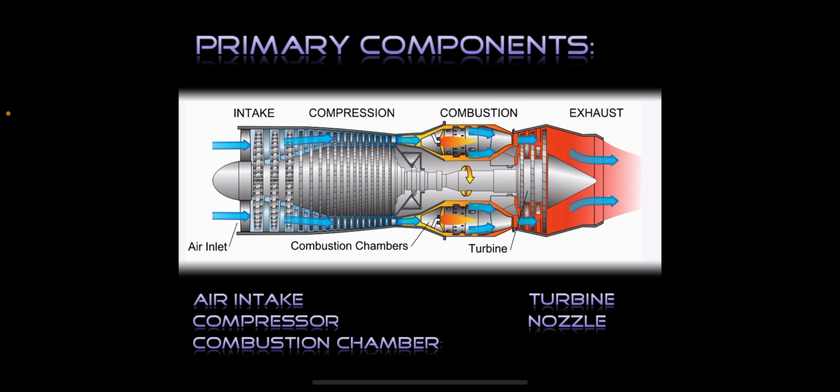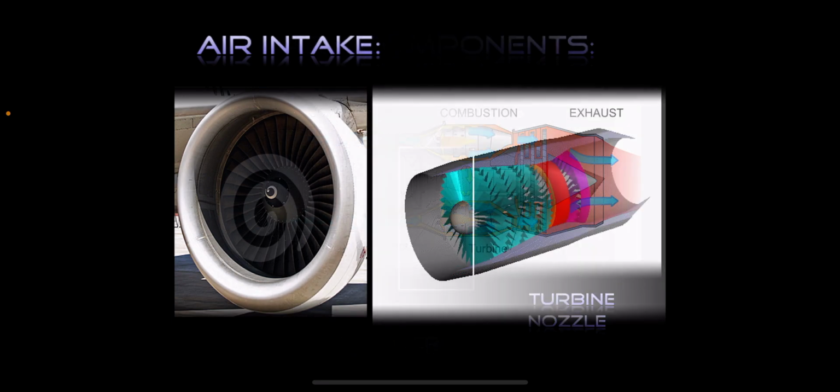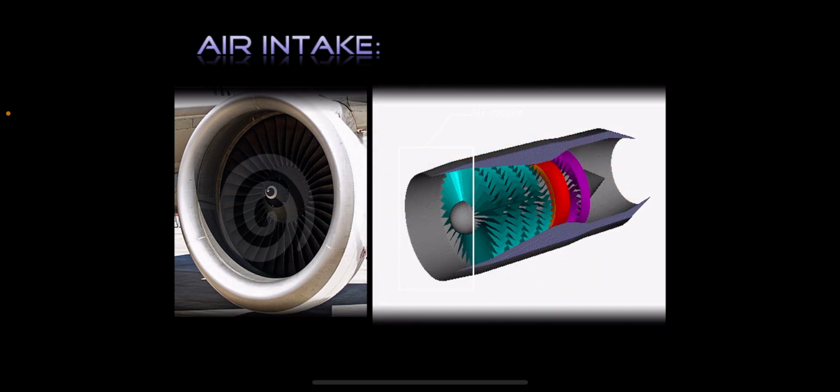This is a representation of the primary components of a turbojet. They are air intake, compressor, combustion chamber, turbine, and a nozzle. Air intake. An air intake aims at bringing a large amount of surrounding air into the engine. A tube-shaped inlet like one you would see on an airliner, usually of cylindrical or conical design. The inlets come in many shapes and sizes depending on the aircraft.